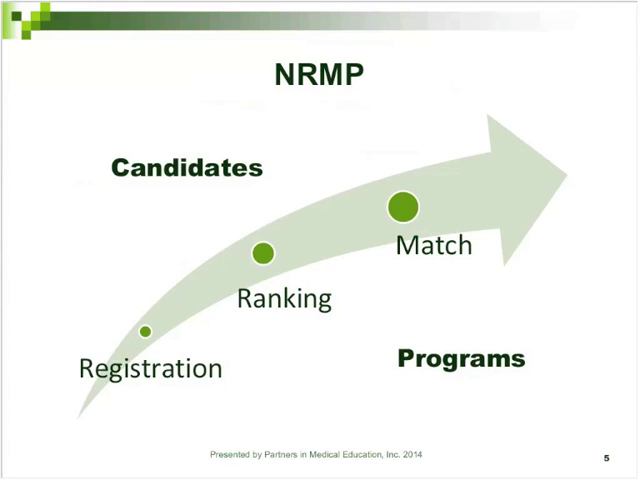So how does the match work? The match works basically the same for both candidates and for programs. The first step is to register for the match. So programs register for the match, institutions register for the match, and the candidates register for the match. Once they're registered, they receive a match number. That number then is used by both the candidates and the programs when they create their ranking lists.